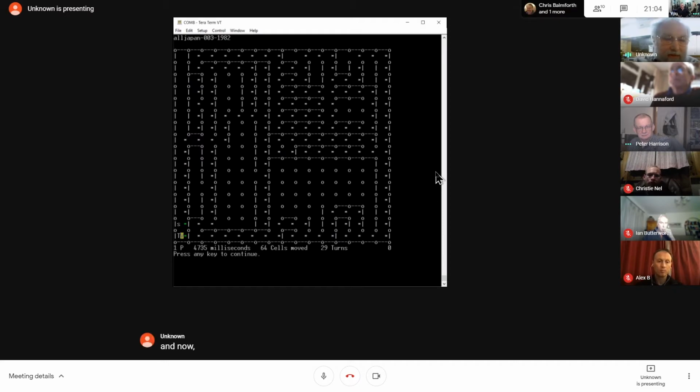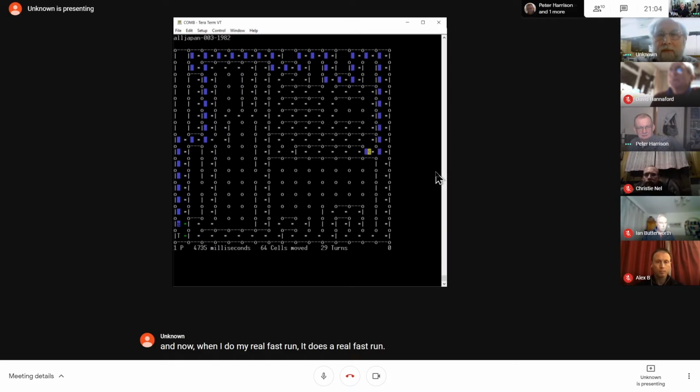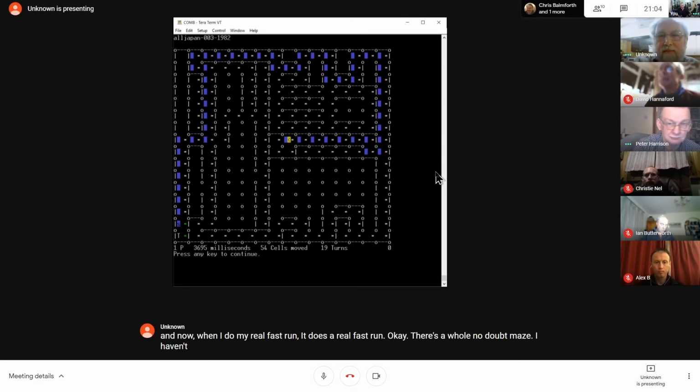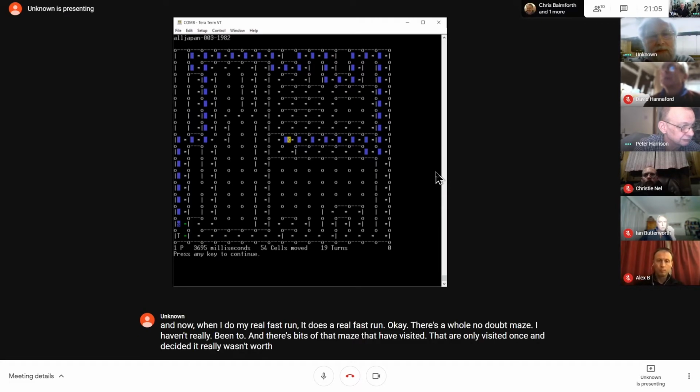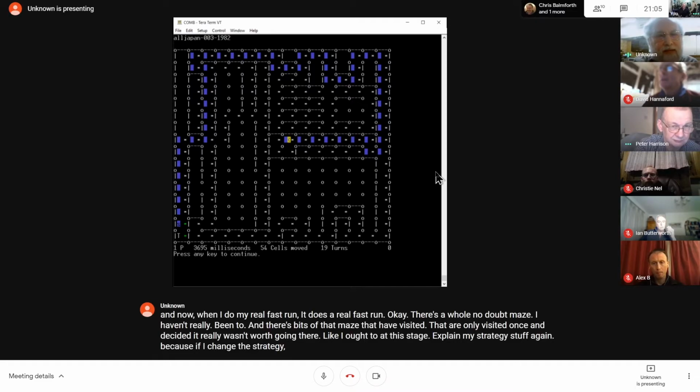And now when I do my real fast run, it does a real fast run. Okay? There's a whole load of that maze that I haven't really been to. And there's bits of that maze that I have visited that I've only visited once and decided it really wasn't worth going there. Now, I ought to, at this stage, explain my strategy stuff again, because if I change the strategy, this maze becomes completely different.